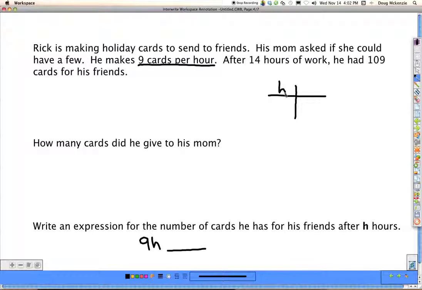Hours, that's my variable. That's what I'm using here. 14 hours. I put 14 hours into the rule. I know that the rule starts at 9 times 14. So 9 times 4 is 36. 9 times 10 is 90. 90 plus 36 is equal to 126.